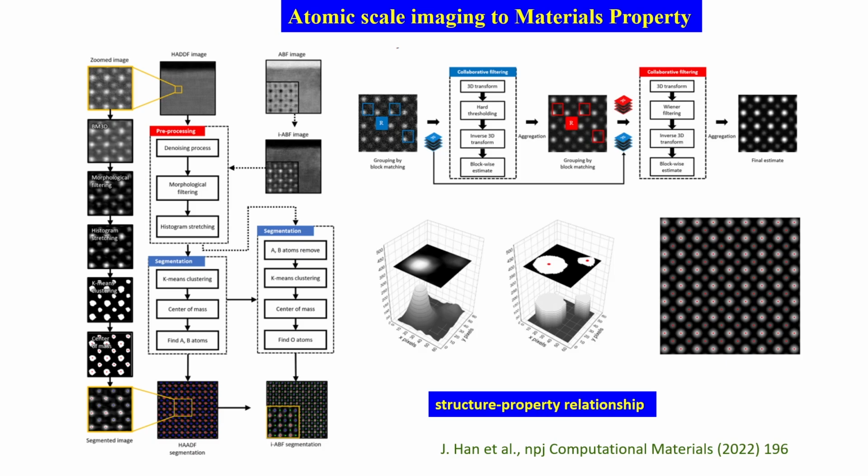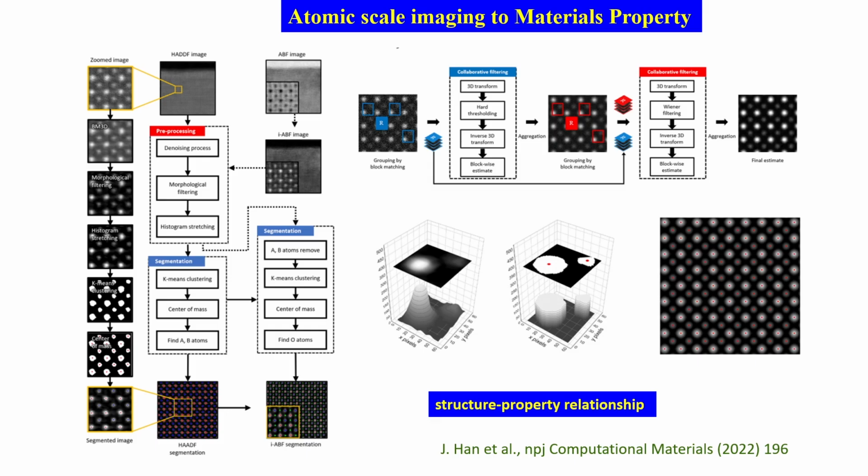Let us talk about another one. This is atomic scale imaging to material property connections. Atomic scale imaging of materials is widely used, what is known as high resolution transmission electron microscopy. And in doing that, we can actually get information about each atomic column. That is what is shown here. This is a high angle annular dark field image.